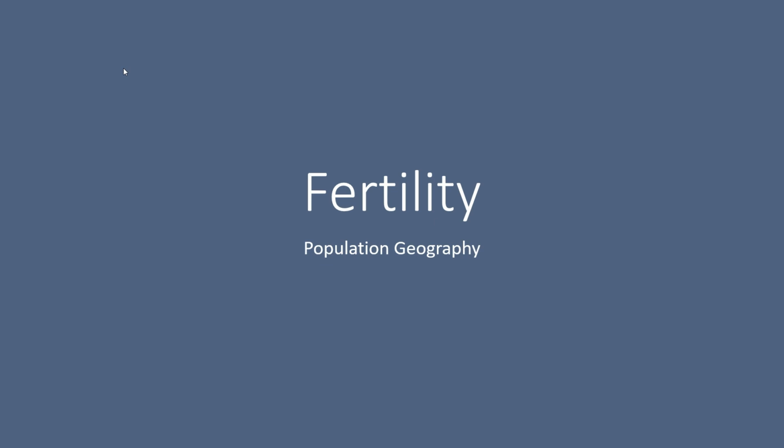Hello everyone. This is the lecture for Module 4 for our Population Geography course. We're going to be discussing fertility, which is a really interesting subject. Fertility is the number of children per woman of childbearing age, which is typically slated as between 15 and 55 years of age, but those numbers can vary depending on the study and the organization that's doing it.